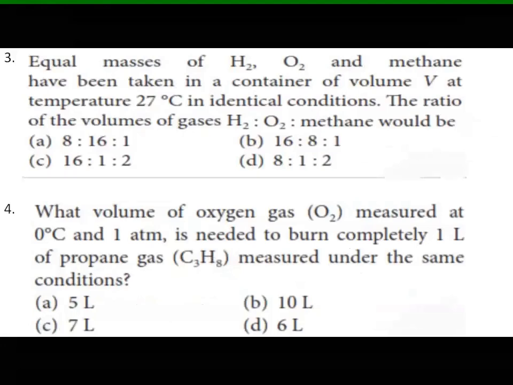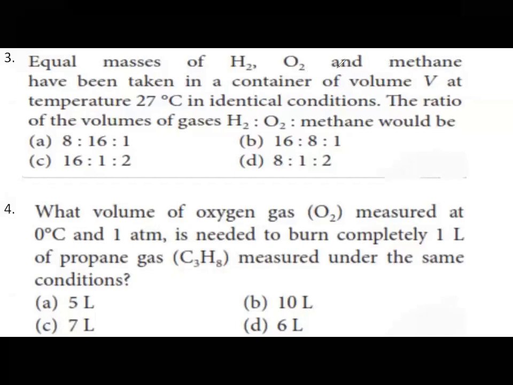Equal masses of hydrogen, oxygen and methane have been taken in a container of volume V at the temperature 27 degrees Celsius in identical conditions. The ratio of volumes of gases H2 to O2 to methane is asked. So what they have asked is the ratios of volumes of the different gases. Here, those are not atoms, students. H2 is hydrogen gas.